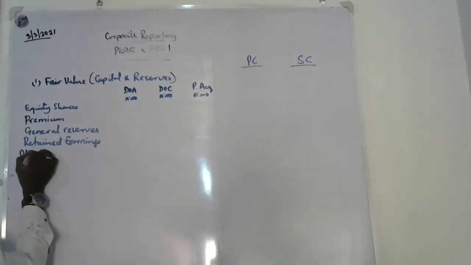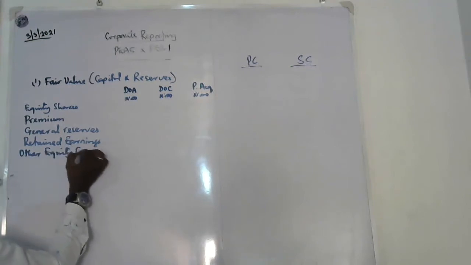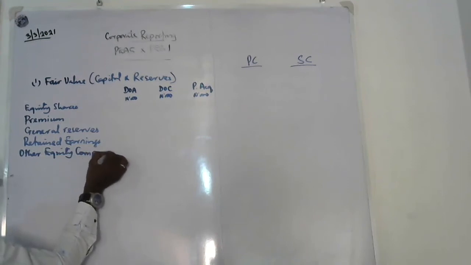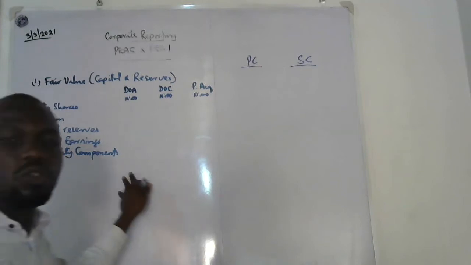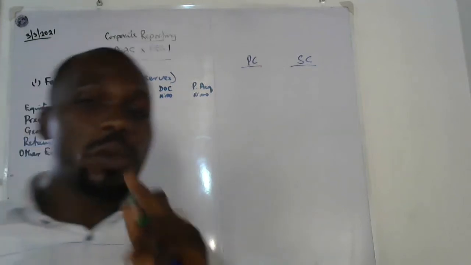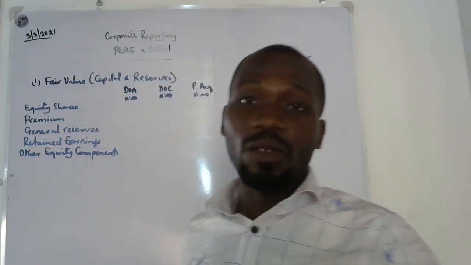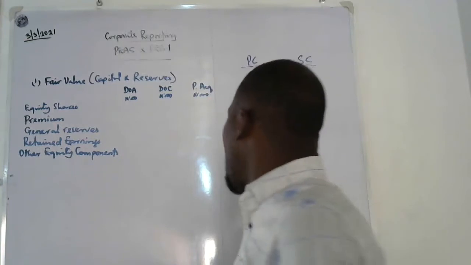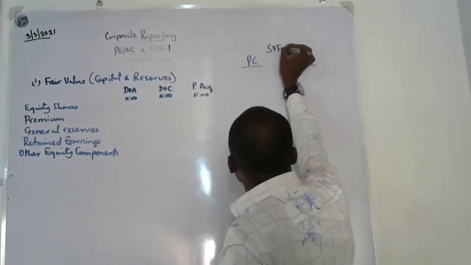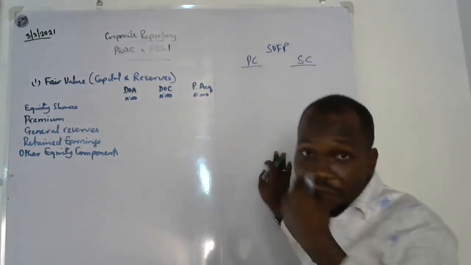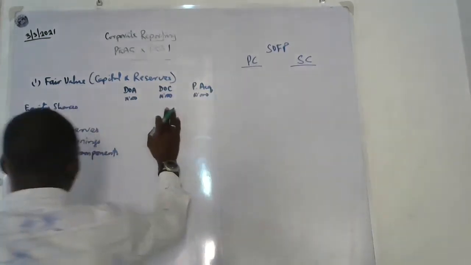Then, other equity components. If you have other equity components in the question, you bring it here. The figure relating with subsidiary. I need to emphasize that once again: only the figure relating with the subsidiary company. Now, let's say this is the question that has been given to you. A statement of financial position is going to be given to you in the question. It is the figure in the statement of financial position that you are going to post here.